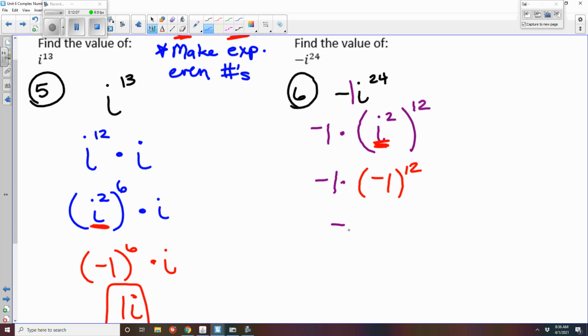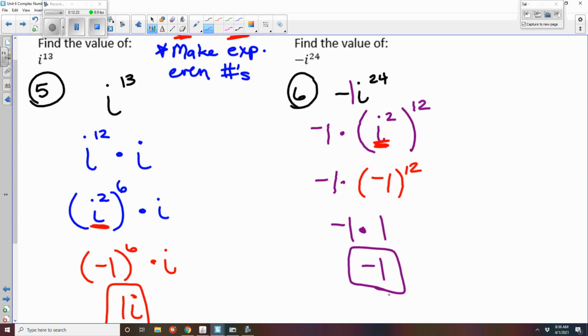You got positive 1, so it's going to be negative 1 times negative 1 to the 12th power, which is positive 1. And now what's negative 1 times positive 1? Yep, you got negative 1. Negative 1 times 1 is negative 1.